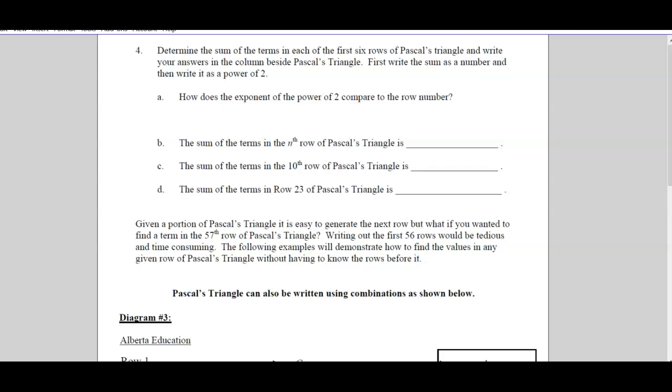Determine the sum of the terms. So we've done that. Write your answers. We've done that. Power of 2. We've done that. How does the exponent of the power of 2 compare to the row number? It is 1 less than the row number. So the sum of the terms in the nth row will be 2 to the n minus 1. Sum of the terms in the 10th row will be 2 to the 9. 23rd row would be 2 to the 22.